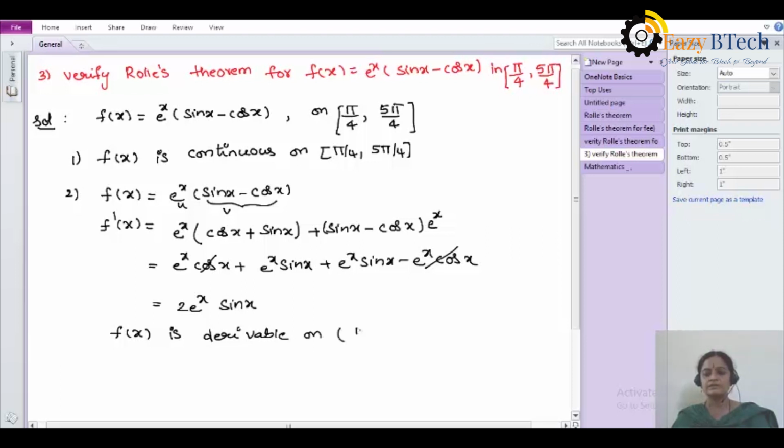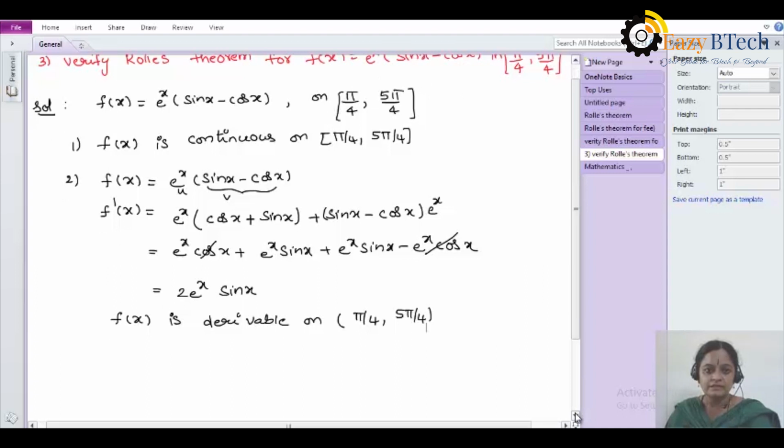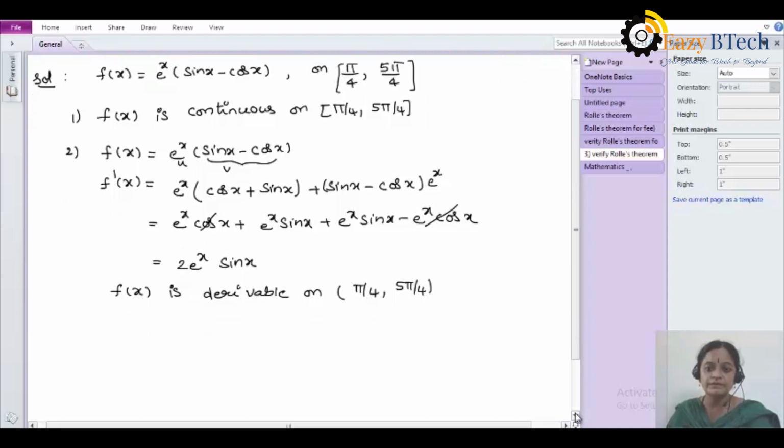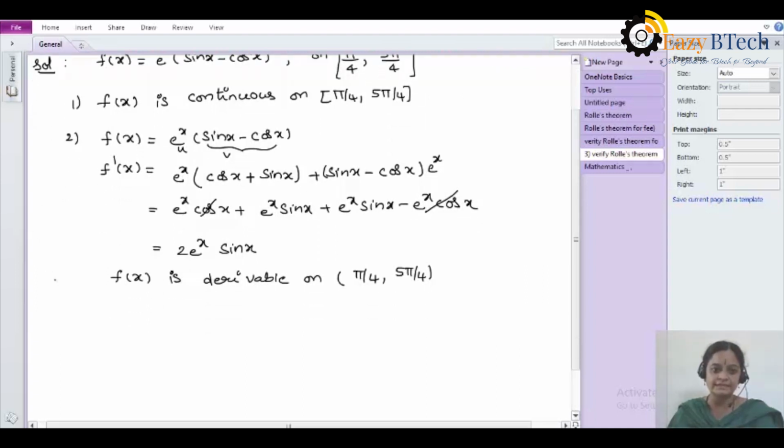on the open interval pi by 4 comma 5 pi by 4. Continuous for the closed interval, derivable for the open interval. Coming to the third condition, here a is pi by 4 and b is 5 pi by 4.